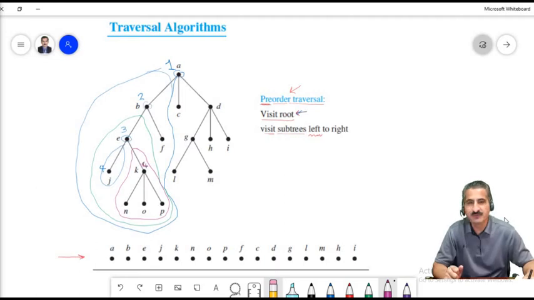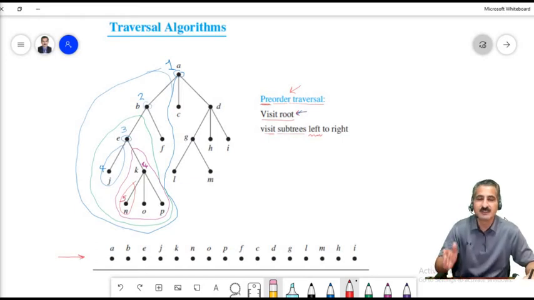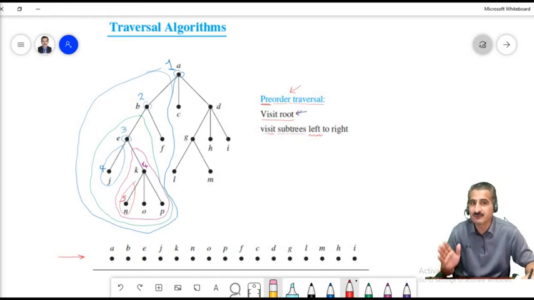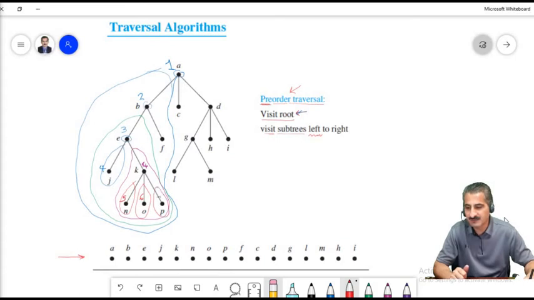Take the root of this subtree. And then when I take the root, I go to the left tree it has, which is this one. It is a leaf, so I will take n. So n will be number 5. And then go to the right, subtrees from left to right. Then this is the subtree, the next one to the right. So I will take this vertex, which will be number 6. And then this vertex will be number 7.